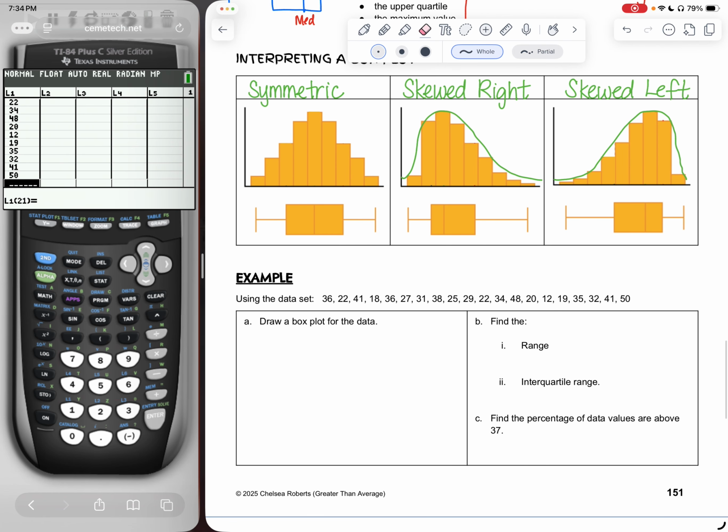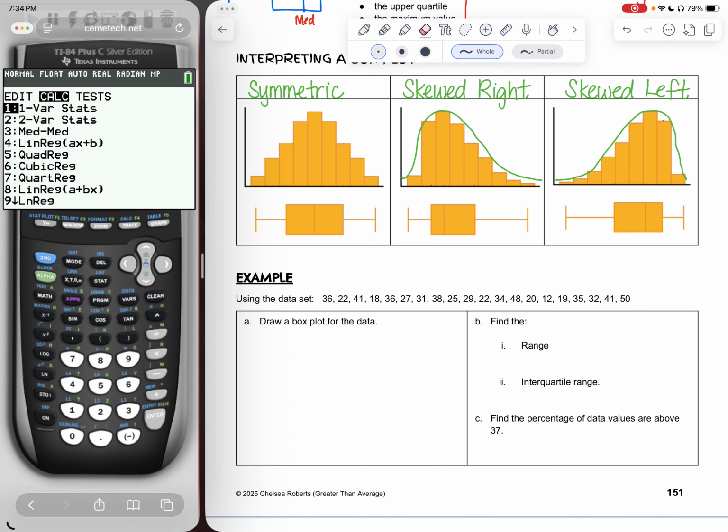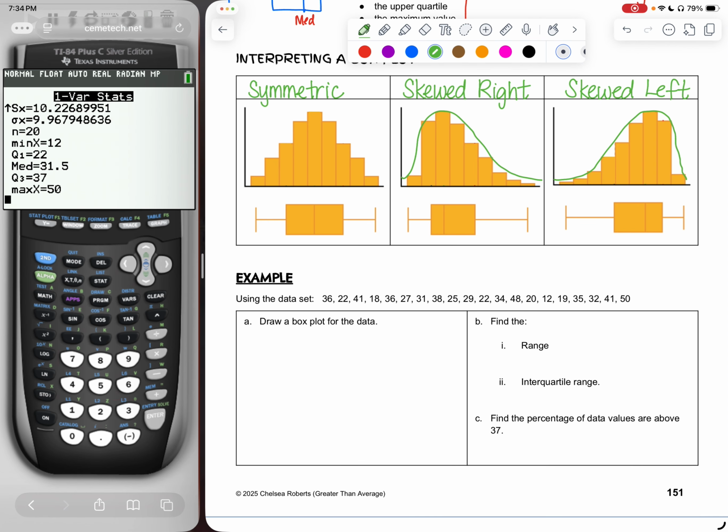So we're going to press stat, go over to calc, choose one variable statistics. We know that everything is typed in L1, so we can go down to calculate. As we can see here, if we scroll down, we have our five number summary. We have our minimum, our Q1, our median, our Q3, and our maximum.